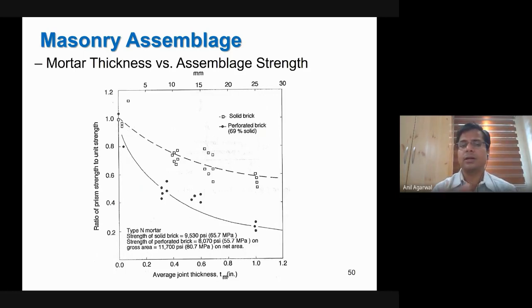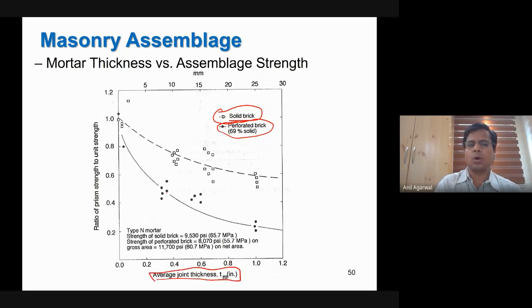This is another set of tests where they again tested some number of specimens, but in these 2 cases, what you see is that the black dots correspond to perforated bricks, and the white squares correspond to solid bricks. Let's focus on one of them. So in each case, we see the joint thickness increasing. They varied the joint thickness from almost 0 millimeter, all the way to almost 1 inch, about 25 millimeter.